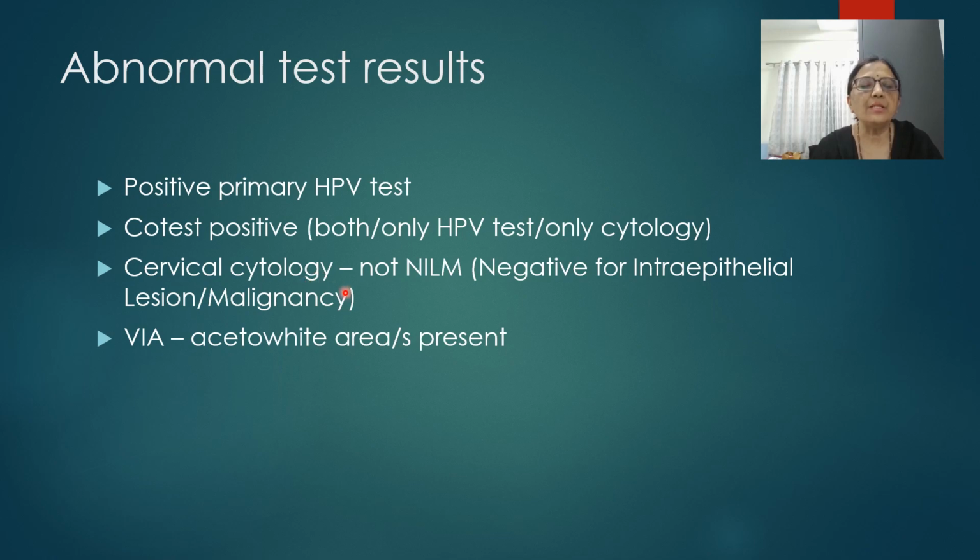When we are using cervical cytology as a test for cervical cancer screening, then whenever it is not a NILM, that is negative for intraepithelial lesion or malignancy, it is considered as abnormal. And with the VIA, the presence of acetowhite area or areas is considered as abnormal.